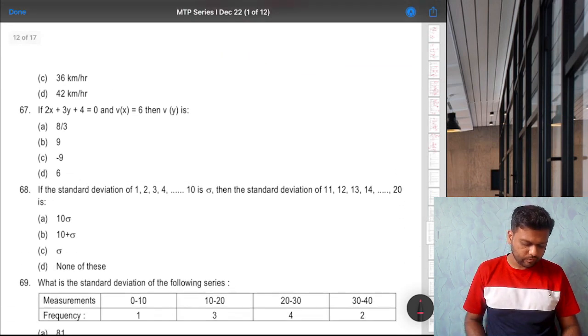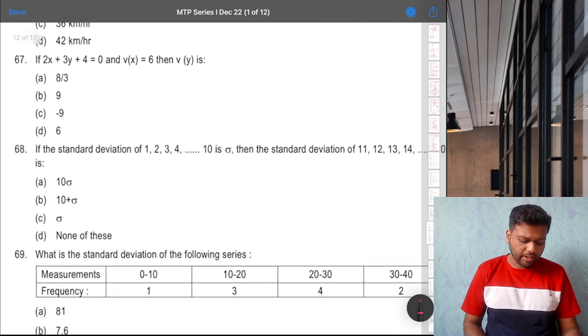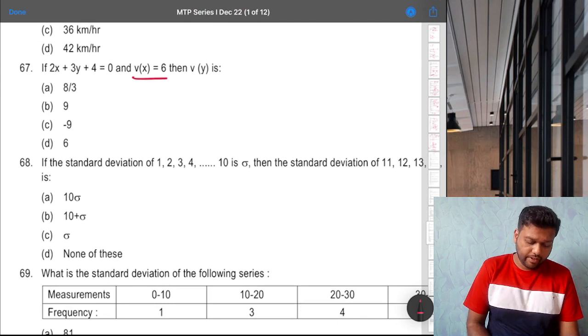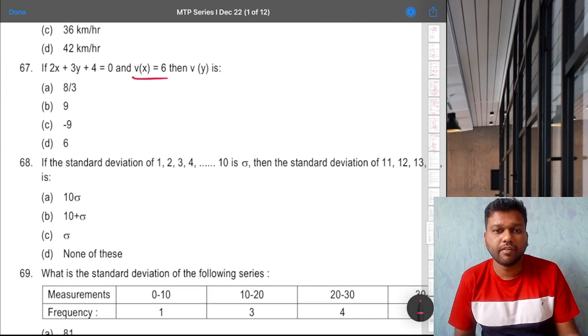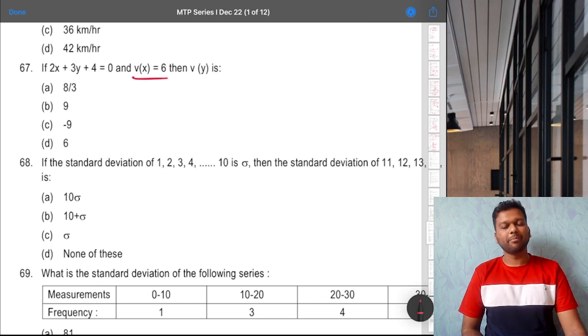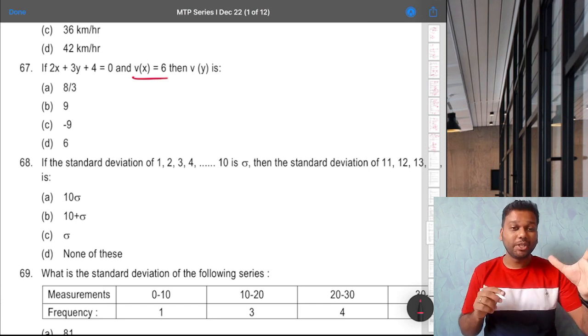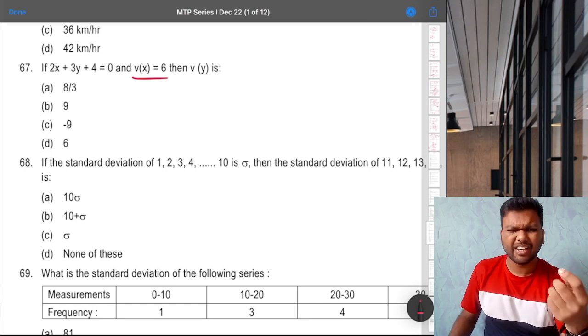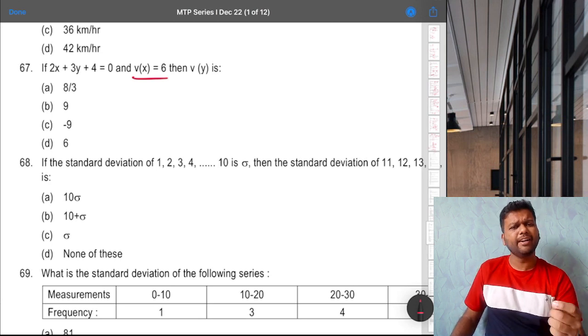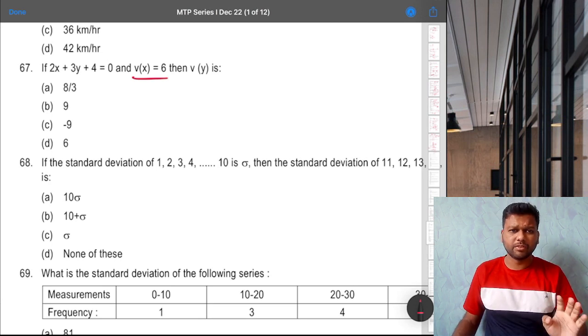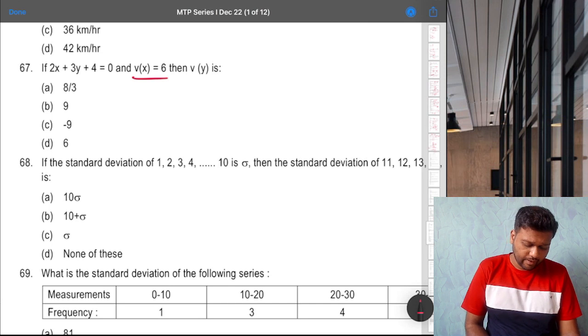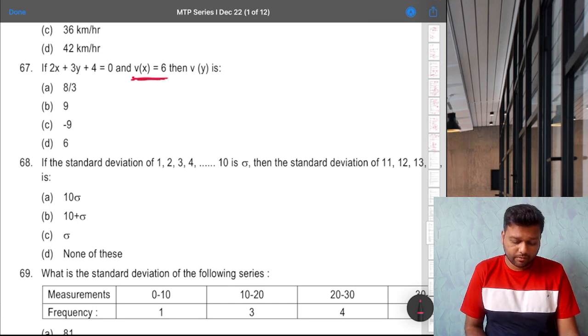Okay. 67. If 2x plus 3y plus 4 is 0 and variance of x is 6, then what is variance of y? Again, I have uploaded a separate video on change of origin and change of scale also. It is a very quick concept to learn, and in exam generally at least one question comes. Okay, so you can focus on that. So variance of x is given as 6. What is variance of y?